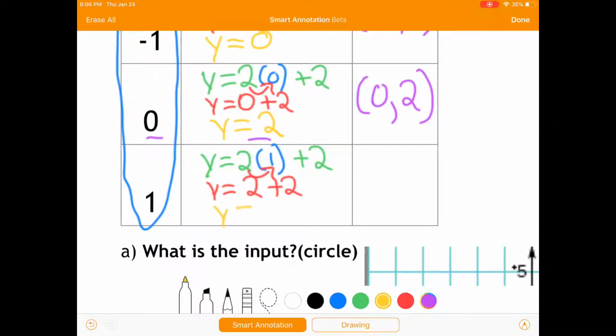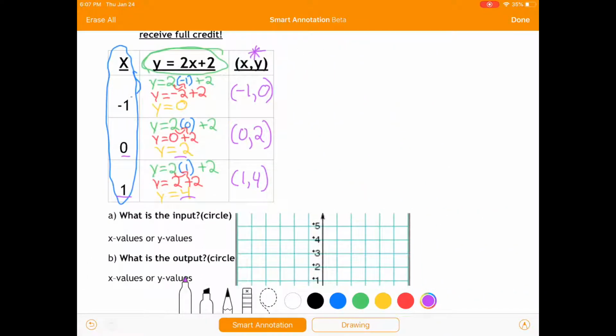And then simplify 1 last time. 2 plus 2 is 4. I'm going to take my x and my y value and make an ordered pair, so (1, 4). And now I'm going to answer a few questions.